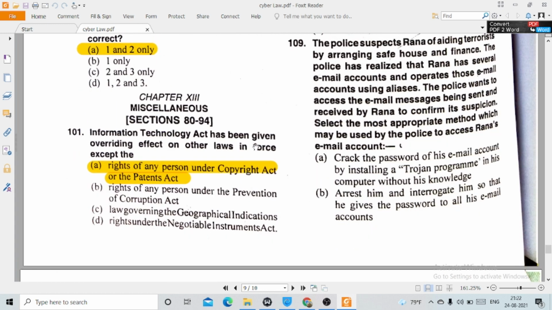101. The Information Technology Act has been given overriding effect on other laws in force, except option A, the rights of any person under the Copyright Act or the Patent Act. That means for these offences, the person can be charged both under the Copyright Act or the Patents Act and also under the Information Technology Act. And in those cases, the Information Technology Act doesn't override the acts.